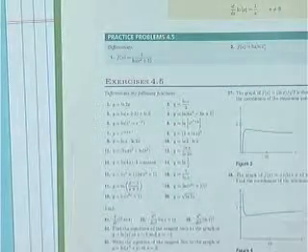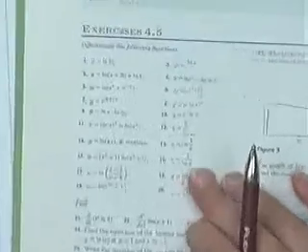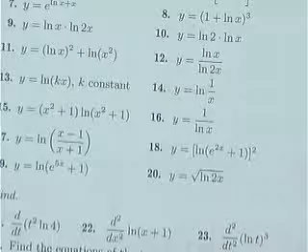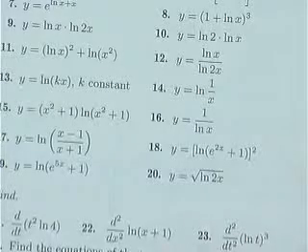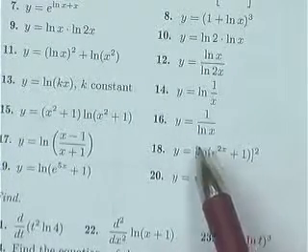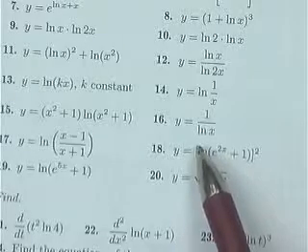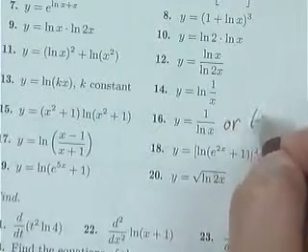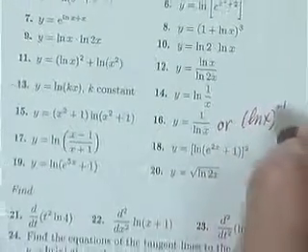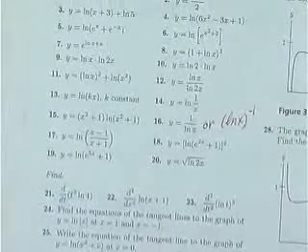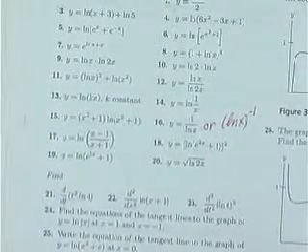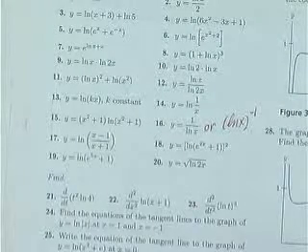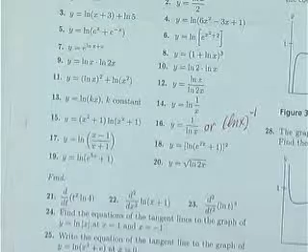All right, let's see if we see another one on here. How are you going to deal with number 16? How would you do number 16? You could do a quotient rule. Okay, or you could write natural log of x raised to the -1 and then do your general power rule. Okay, I was looking for a quotient. I don't see one.